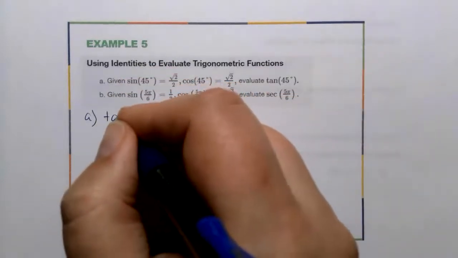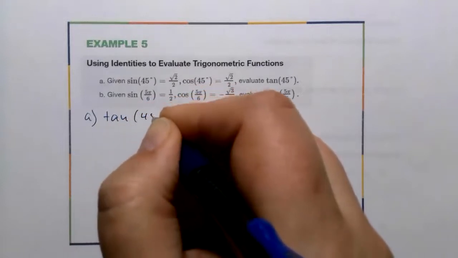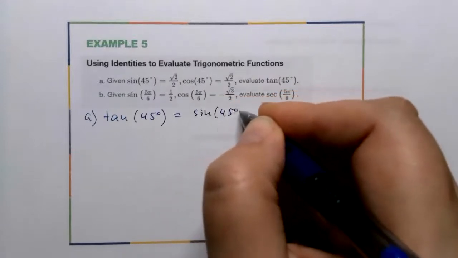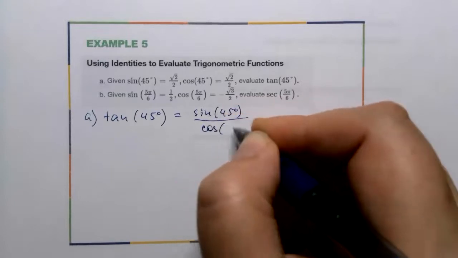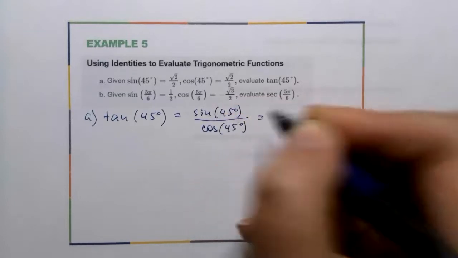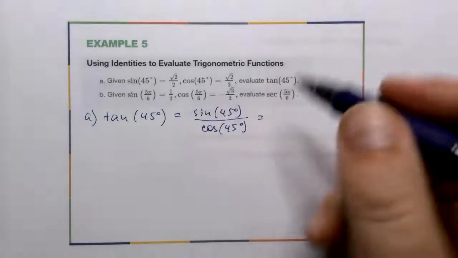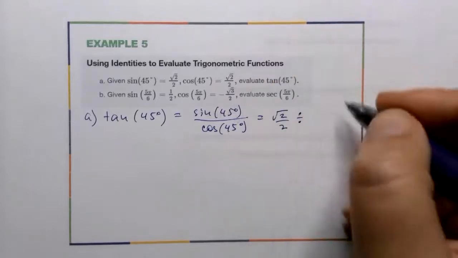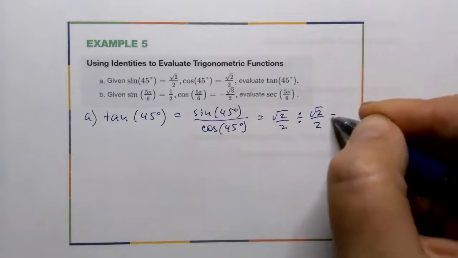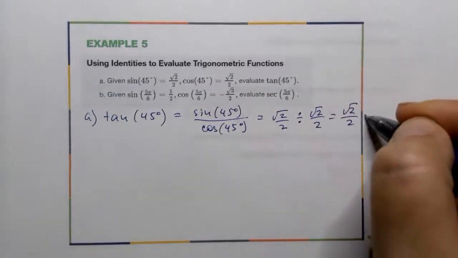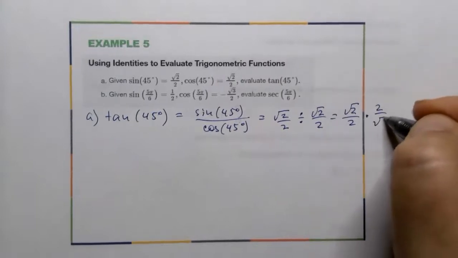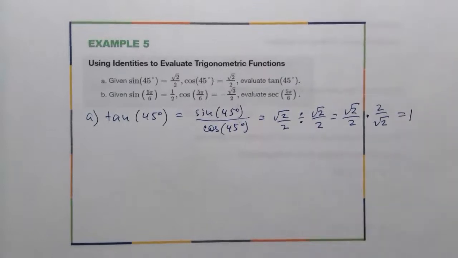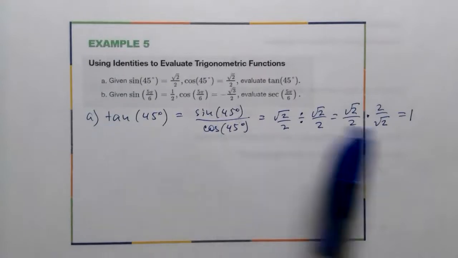So we know that the tangent of 45 degrees is sine of 45 degrees divided by cosine. Well, what is sine? They told us that it's square root of 2 over 2, divided by the cosine, which is also square root of 2 over 2. So we have root of 2 over 2 multiplied by the reciprocal, and everything cancels out, and we are left with 1. Okay, so tangent of 45 degrees is 1.